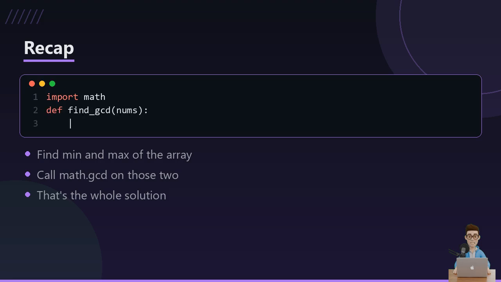I once wasted actual interview minutes hand-rolling a GCD loop before remembering the standard library had it the whole time. Never again. So find your min, find your max, and let math.gcd do the heavy lifting.